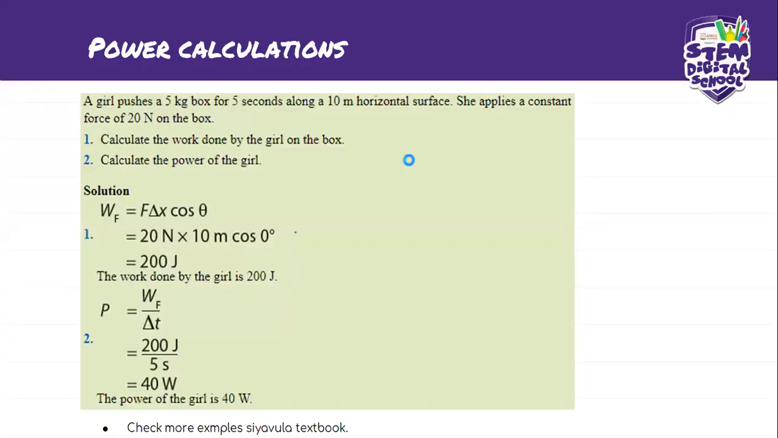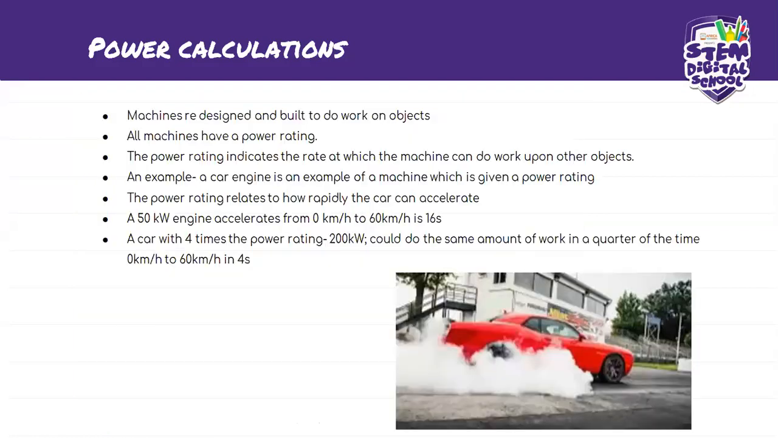So let's just move on for now and we can work with what we have here because I still have some stuff that I wanted us to talk about. For example, the power calculations. It says here machines are designed and built to do work on objects. All machines have a power rating. Okay. The power rating indicates the rate at which a machine can do work upon other objects.